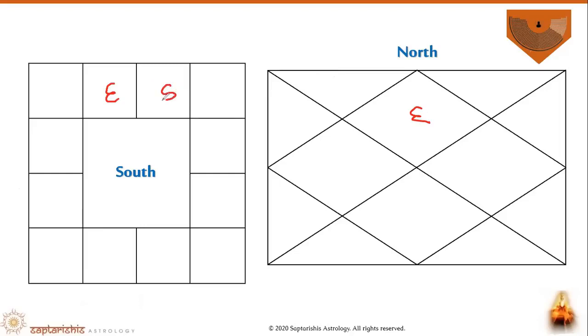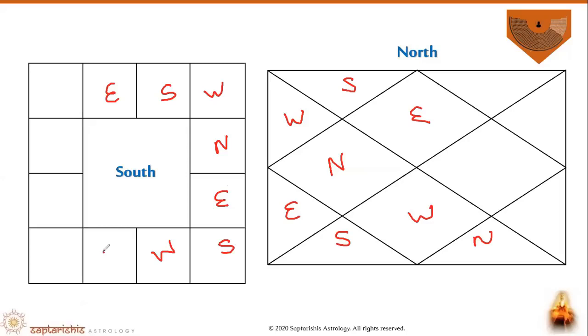So, second house will be south. Then west, north. If you can't remember directions, I will give a simple tip later on. Now, what will happen in the fifth house? East. Again, east. Then repeat: south, east, south, west, north. Once again, for those who can't remember: east, south, west, north. After that, east, south, west, north. This is ninth. South, west, and north.